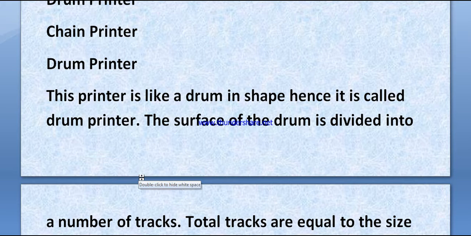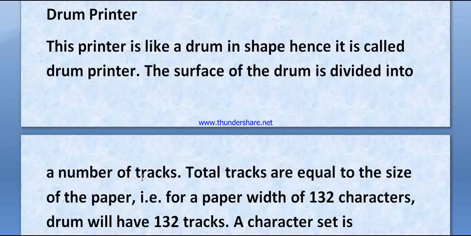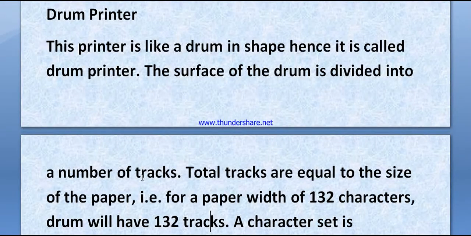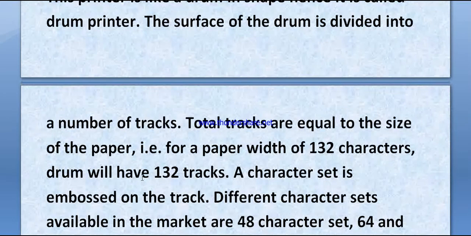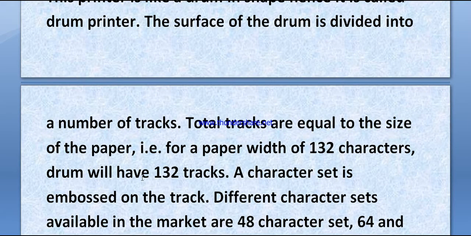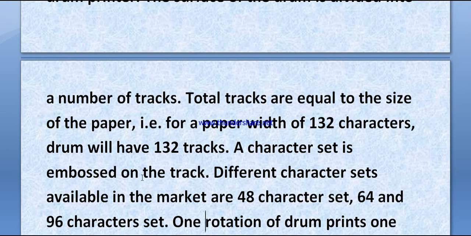The surface of the drum is divided into a number of tracks. Total tracks are equal to the size of the paper. For a paper width of 132 characters, the drum will have 132 tracks. A character set is embossed on a track. Different character sets available in the market are 48, 64 and 96 character sets.